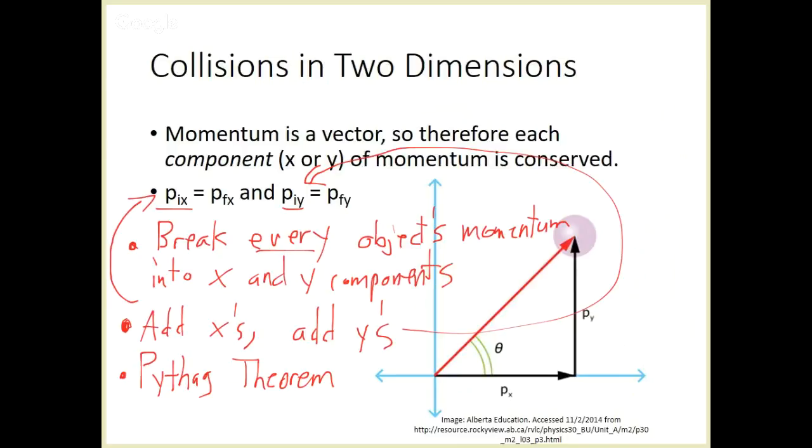Once you've got the full momentum, don't forget, a lot of times I'll ask about the velocity, not the momentum, at the end. So it'll equal the total mass times the velocity. Divide by mass, you got your velocity. Good old Pythag.